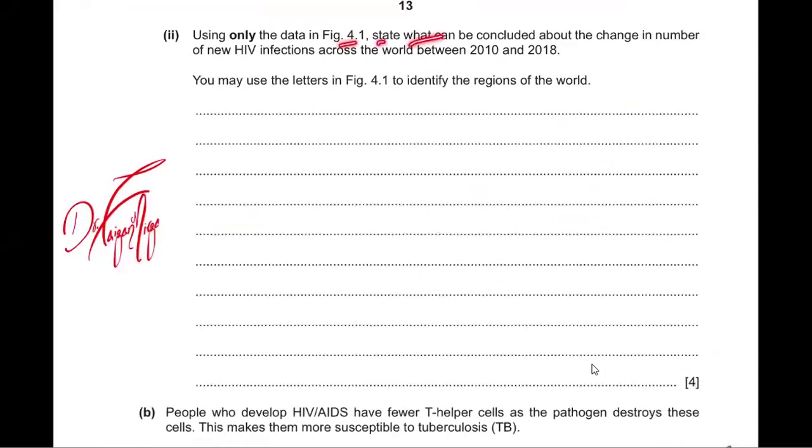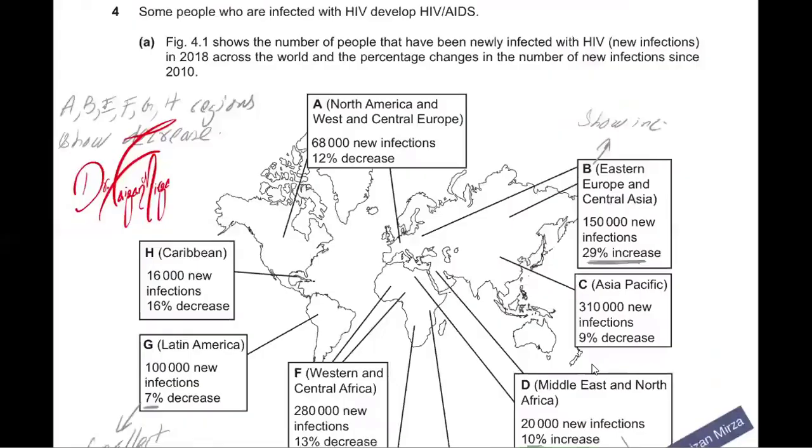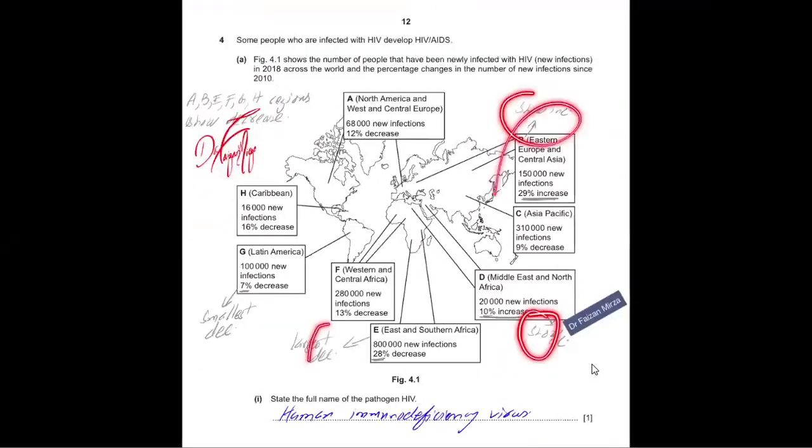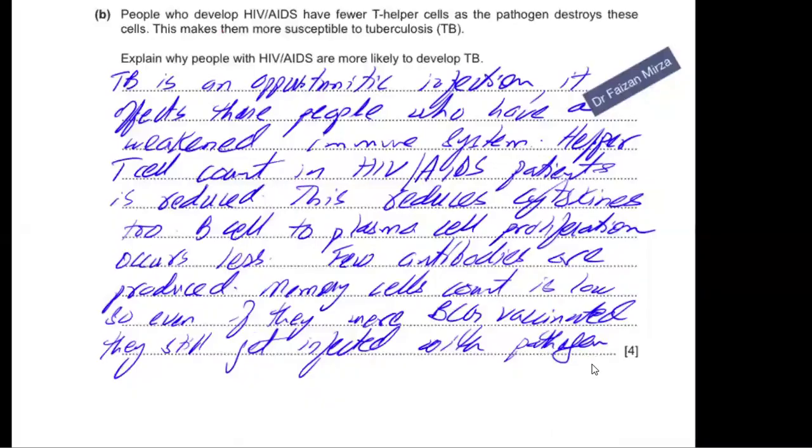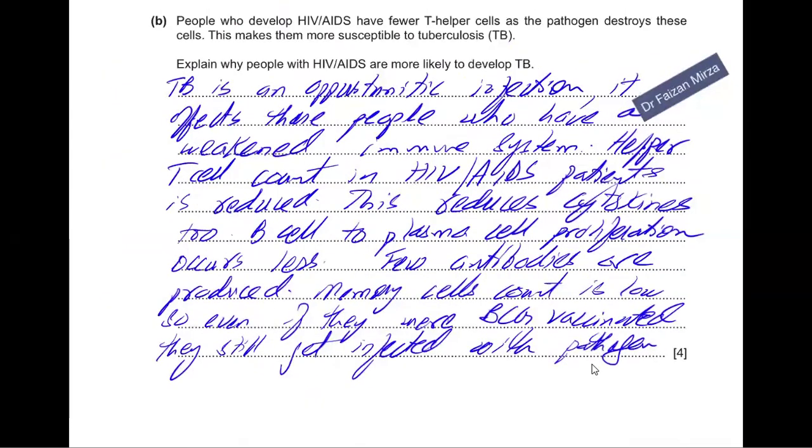Using only the data provided here, you need to just state what can be concluded. So whatever I mentioned here, all these things can be included in the conclusion regarding this data. People who develop AIDS have fewer T lymphocytes for destroying pathogens, and this makes them more susceptible to TB. Explain why people with HIV are more likely to develop TB.